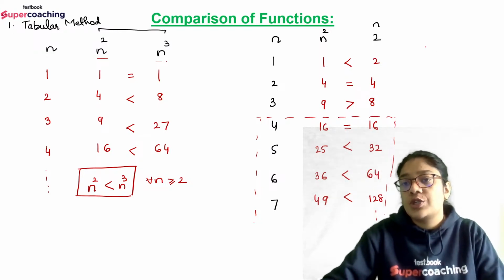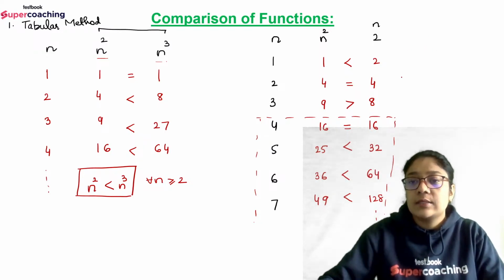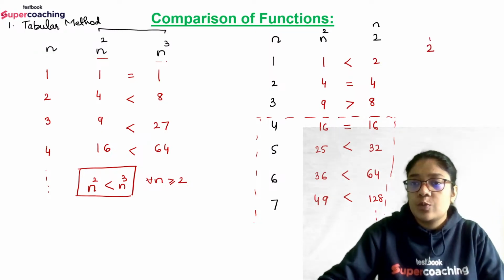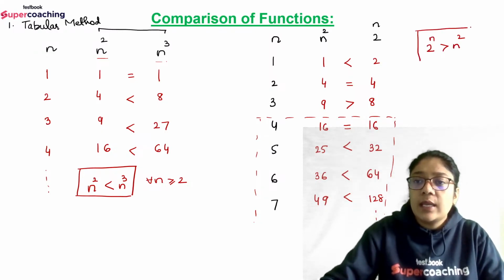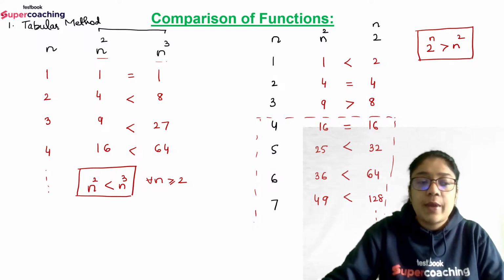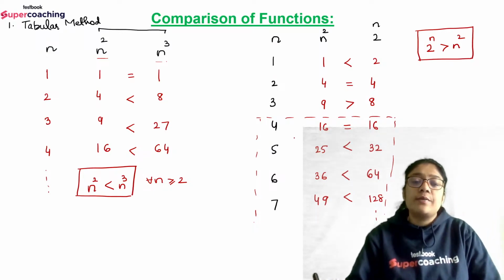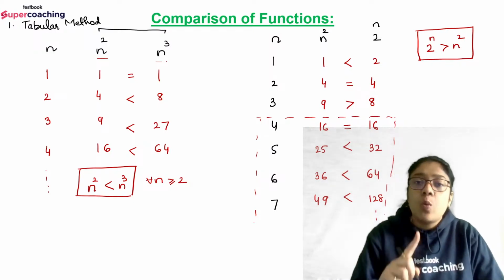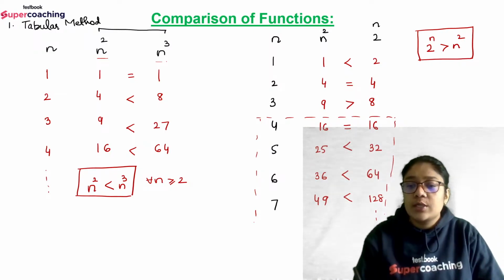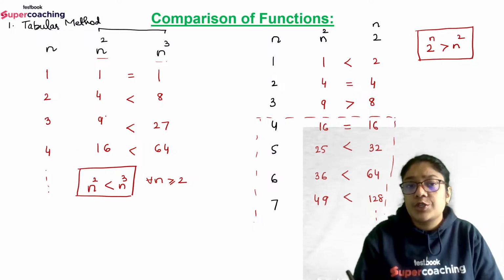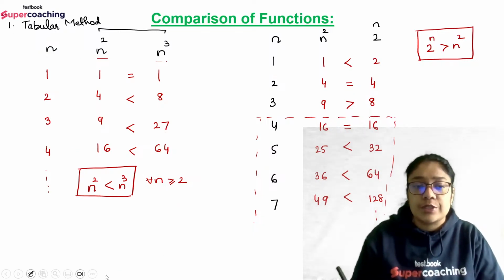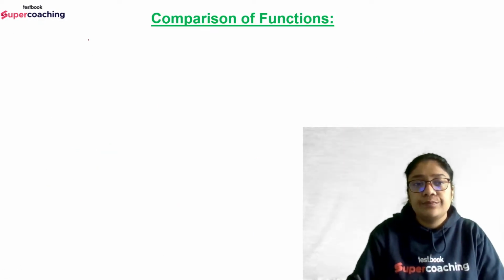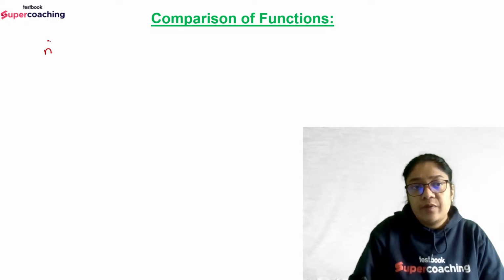So we got a conclusion that 2 raised to power n is greater than n square. So we can compare the functions by substituting the values, by considering some value of n, and then you do the comparison. This is one approach. Another approach is to apply the log function on the given functions.